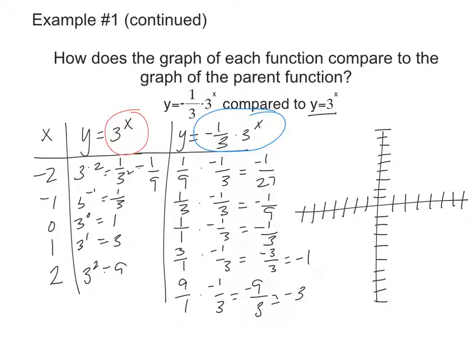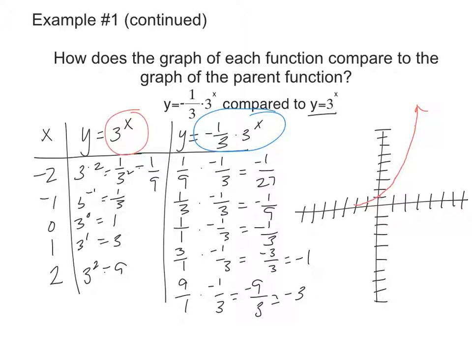And these aren't negative, I apologize, I can't see. That first one was positive 1/9. So we will fix that. Alright, starting over. Negative 2 and positive 1/9 is about here. Negative 1 and 1/3 is a little higher. 0 and 1 is here. 1 and 3, and 2 and 9. This graph goes here. That's the parent.